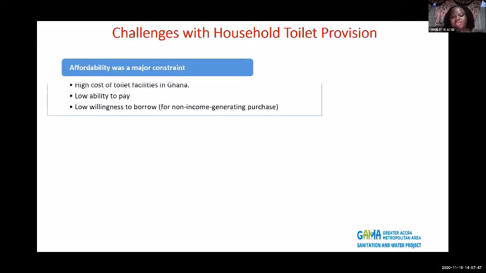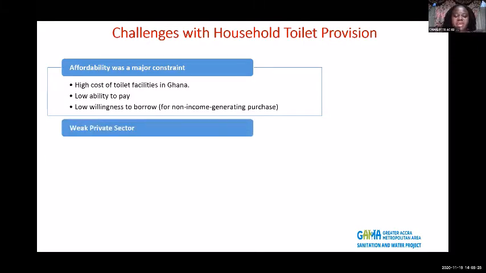Challenges that we faced throughout this period: we realized that affordability was a major constraint in low urban income communities. Some people want toilets, but they cannot afford the prices, and they are not willing to borrow to access a toilet facility. We did a study, and most of them say they want the toilet, but they are scared to take a loan. They will not be able to pay, and they will be harassed and all that. So we realized that was a big constraint when it comes to provision of household toilets.